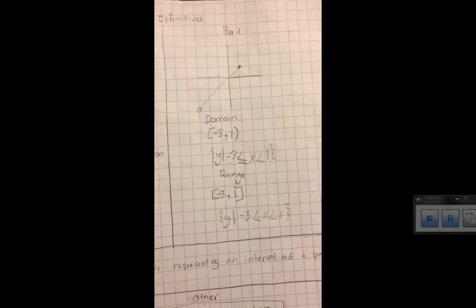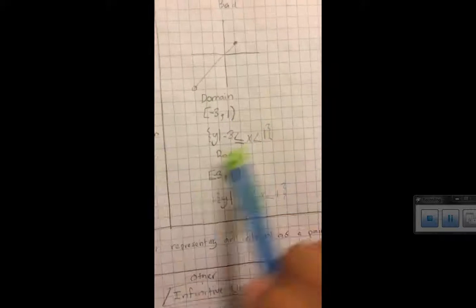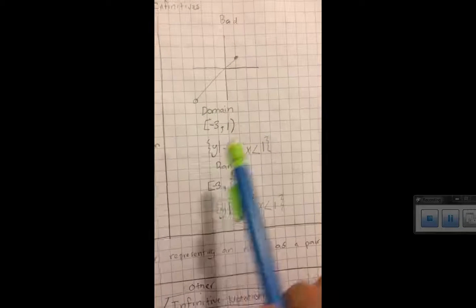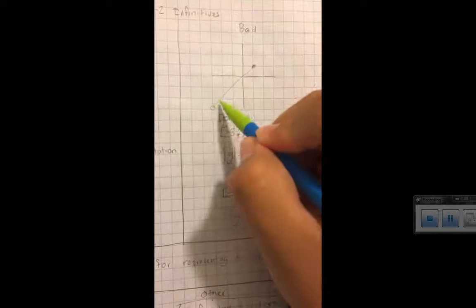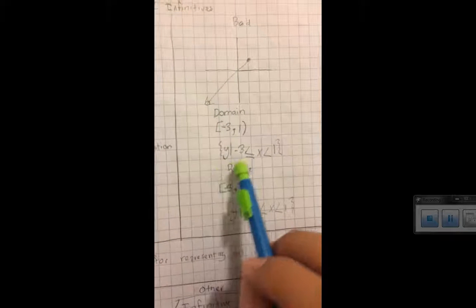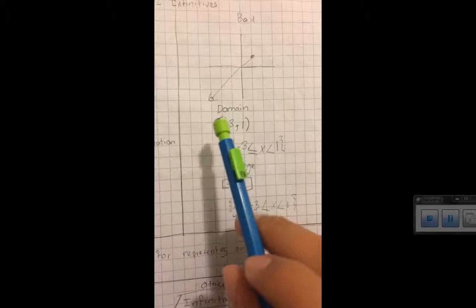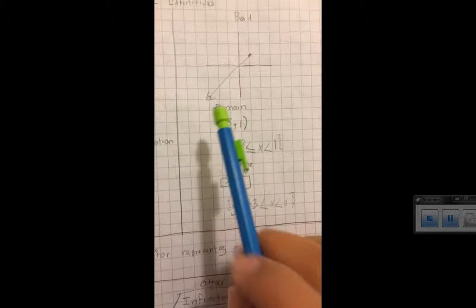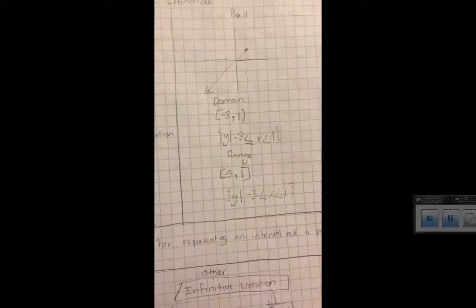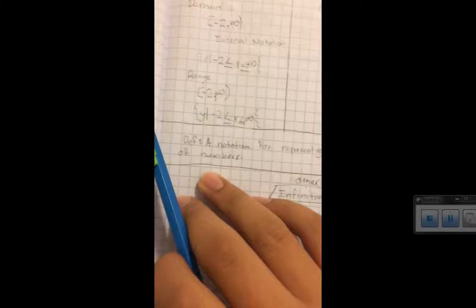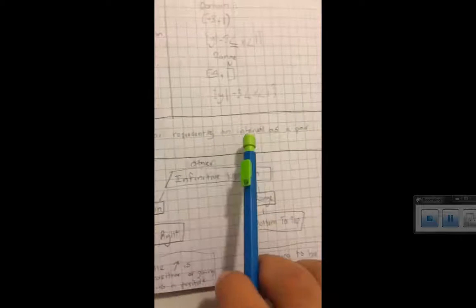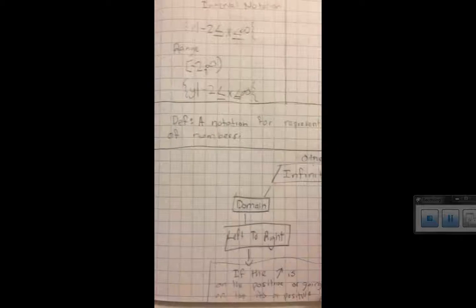And then I have the bad example here, and the reason why this is all bad right away is because there are no numbers here, or no infinity symbol which would show this arrow right here. So there's no number that would show that right there, which would make this all wrong. And the definition: a notation for representing an interval as a pair of numbers.